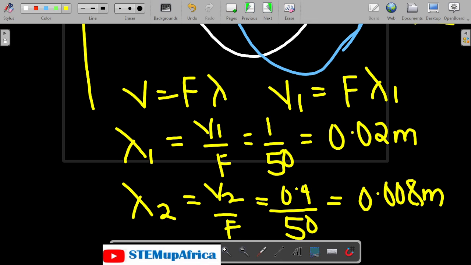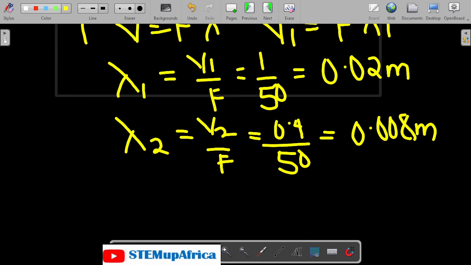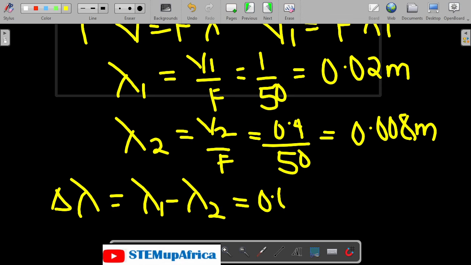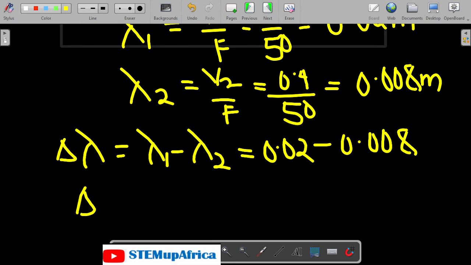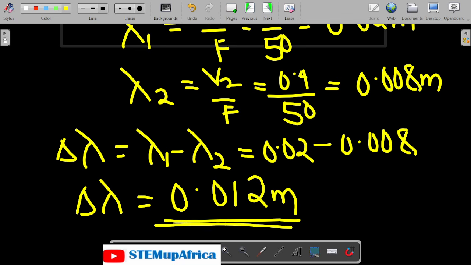0.008 meter. If I divide from my end here, this is what I will have. Now, change in lambda, which is the difference, is lambda 1 minus lambda 2. What are we having? 0.02 minus 0.008. So if I subtract from my end here, change in lambda will give us 0.02 minus 0.008. On my calculator, I'm having 0.012 meters. That is the difference in the change in wavelengths.